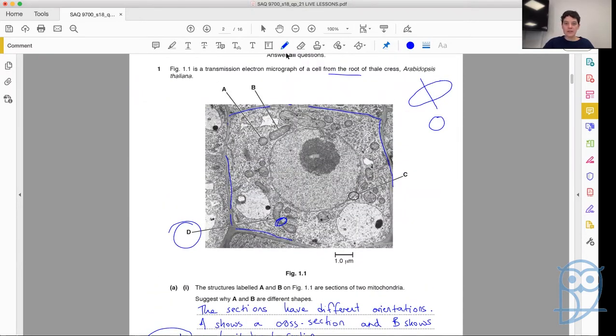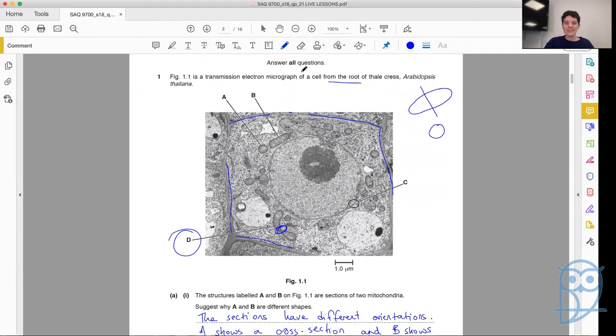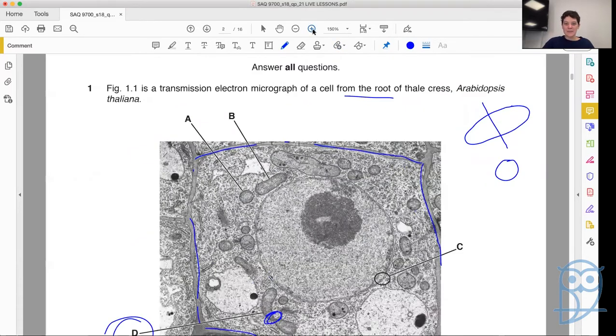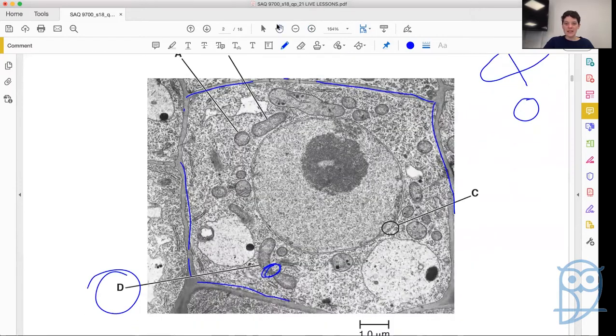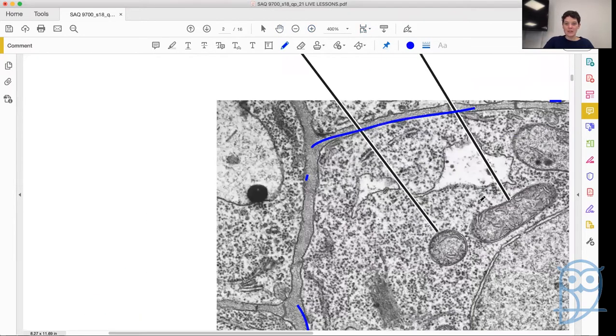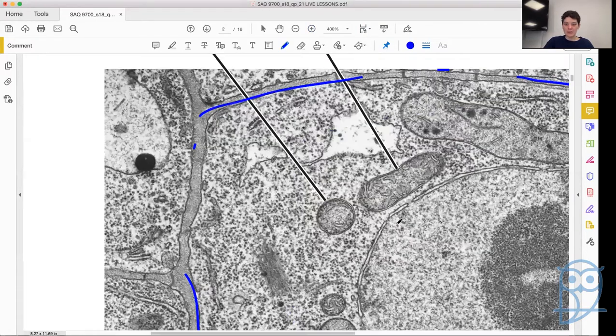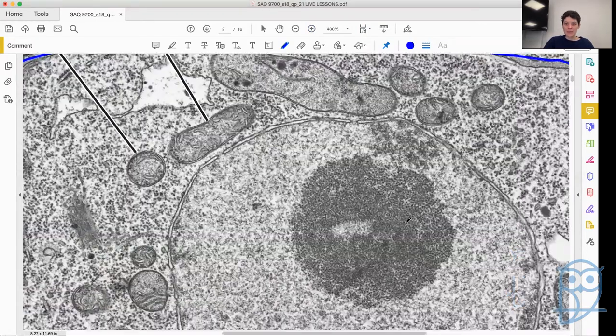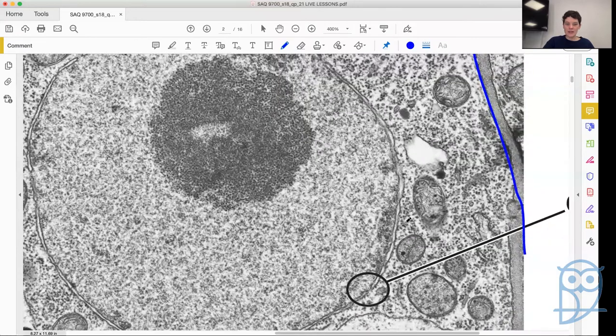So there is our C. If we zoom in, seeing as we're doing this digitally, and if we zoom right in to the point where the computer is not happy with it being so zoomed in, we can actually see the pore. So we can see that the membrane comes here, and then right in the middle there is a gap. So you can see it, that's your nuclear pore.